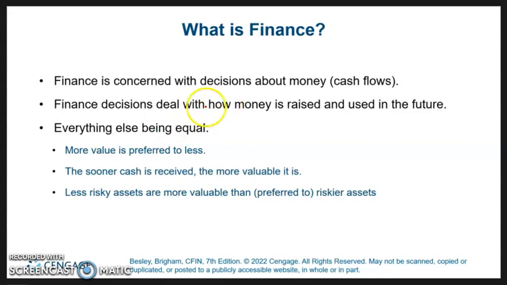Everything else equal, we want to have more, and the sooner you have it, the better. Less risky assets are more valuable than, or are preferred to, riskier assets. So the certainty of cash flows is important, and uncertainty will reduce the value of the firm or the asset, because an investor will need to earn a higher rate of return due to that uncertainty.